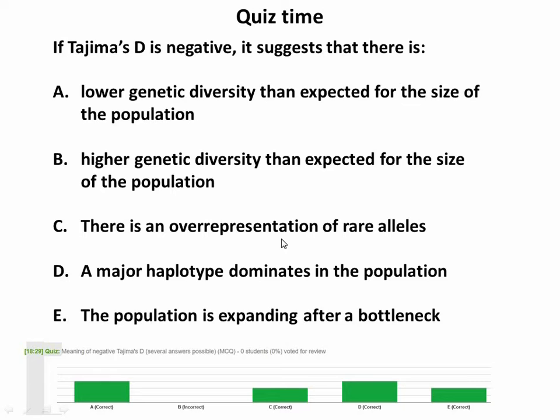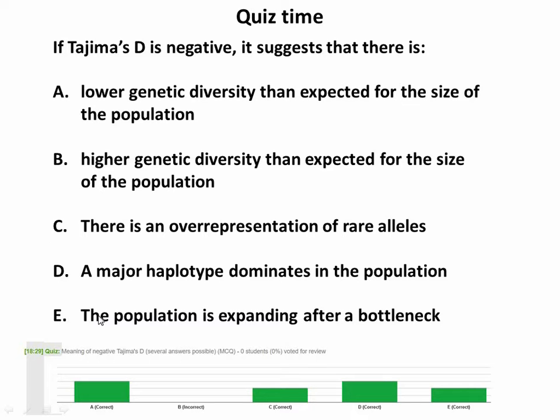Okay, and because of that, there are way more rare alleles than we expect. Again, because there is low genetic diversity, it means that the very little variation that exists is found on very rare occasions, in very rare individuals.